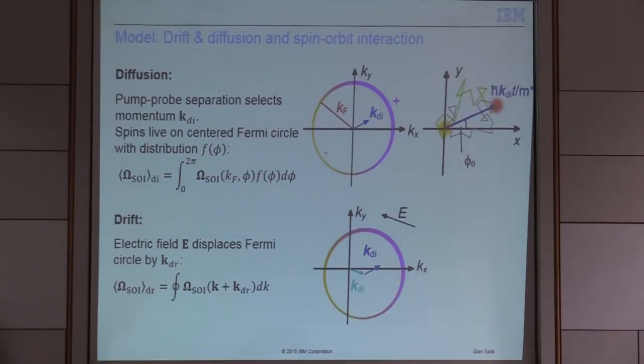The drift is very different. The drift is an acceleration of electrons in an electric field. So what you change is the position of the Fermi circle. You shift the Fermi circle, and that means that there's electrons now here in this region that have a much larger Fermi, much larger wave number than those on that side. And this is not so much a problem if you have linear spin orbit interaction, but if you think about spin orbit interaction that depends on the cube of k, this can matter.